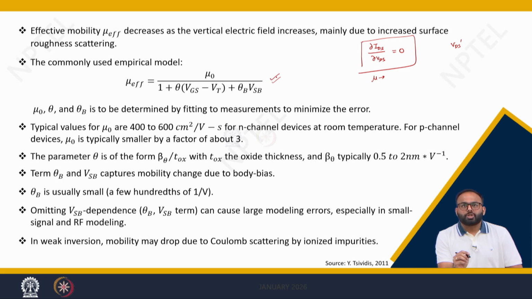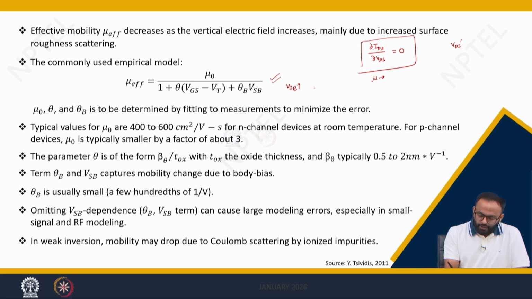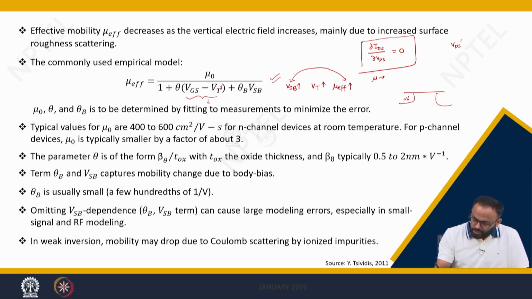Here is also a catch. If you see carefully, if you increase Vsb, what will happen to threshold voltage? It will increase. If the threshold voltage will increase there, then this term will decrease, and hence mu effective will increase. So we can simply say if Vsb increases, effective mobility will increase, right. But if you see physically, then what happens is, this is your source, this is your drain, and this is your body. Increasing Vsb means what? You are applying the voltage like this, right.